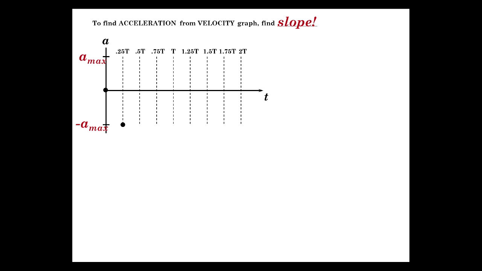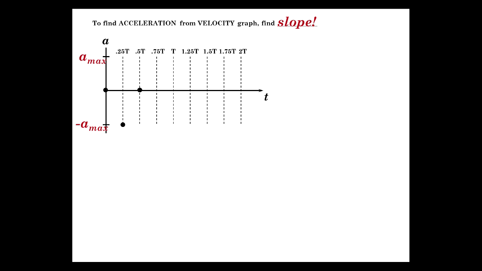Now, does this match the value of the slope of the velocity graph? Yes, because the velocity graph at 0.25 T was maximally down. It was moving like this. The slope was negative at the max value. So there is the value of the slope, etc. You can say that for every point here.